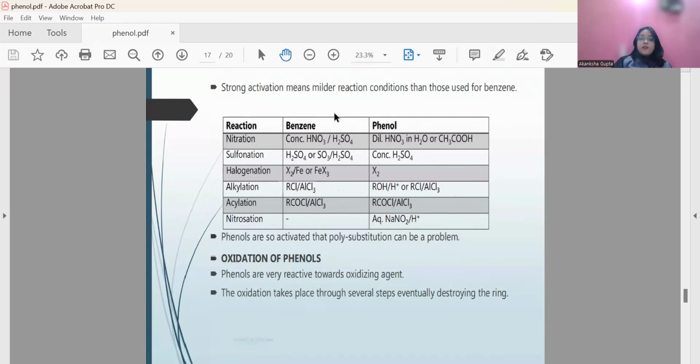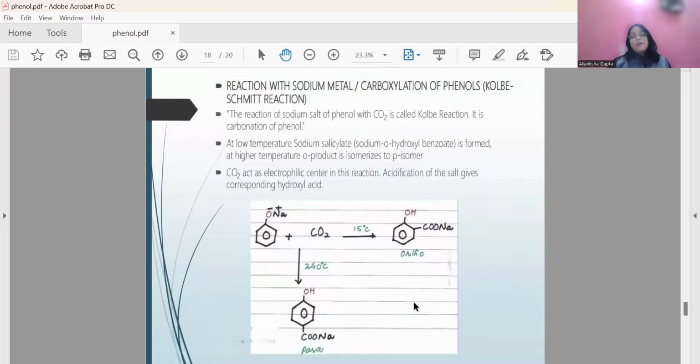For nitrosation, benzene didn't give any product, but phenol gives a nitroso compound. After nitrosation with NaNO2 plus H plus, the NO group is added to the phenol, and it goes to the para position. If we talk about the oxidation of phenol, phenols are very reactive towards oxidizing agents. The oxidation takes place through several steps, eventually destroying the ring, so the basic nature of the phenol will change.